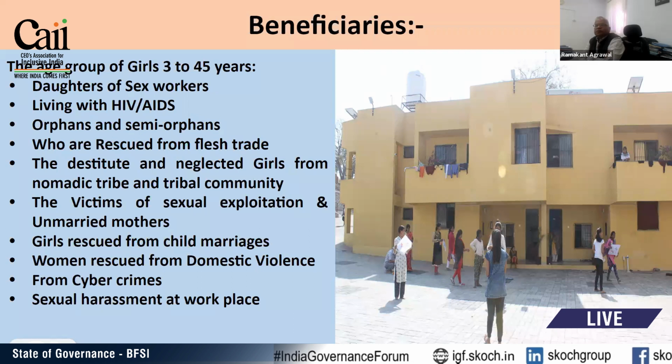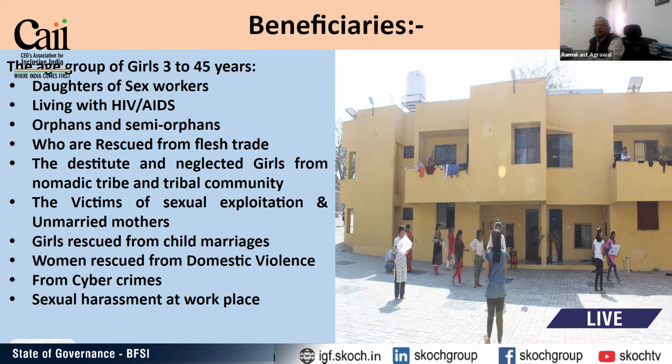The age group of the girls is 3 to 45 years: daughters of sex workers living with HIV/AIDS, orphans and semi-orphans who are rescued from the flesh trade, destitute and neglected girls from nomadic and tribal communities, victims of sexual exploitation and unmarried mothers, girls rescued from child marriages, and women rescued from domestic violence, cyber crimes, and sexual harassment at workplaces.